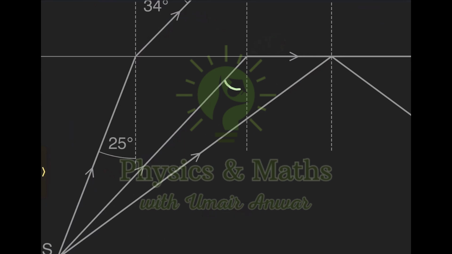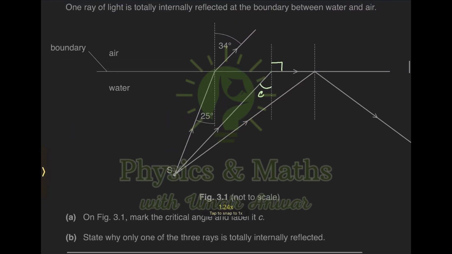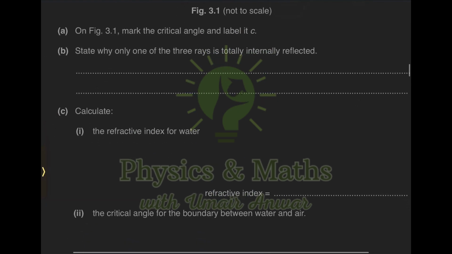What is critical angle? An angle for which the angle of refraction becomes 90-degree. The angle of refraction here is 90-degree. So this particular angle of incidence is called the critical angle. Okay. Now, the total internal reflection, which is happening in the next ray, is happening because the angle of incidence, when it increases or becomes greater than the critical angle, the ray is no more refracted into the other medium. So the ray of light, instead of going into the air, would be reflected back in the same medium, which is water. Okay. State why only one of the three rays is totally internally reflected.